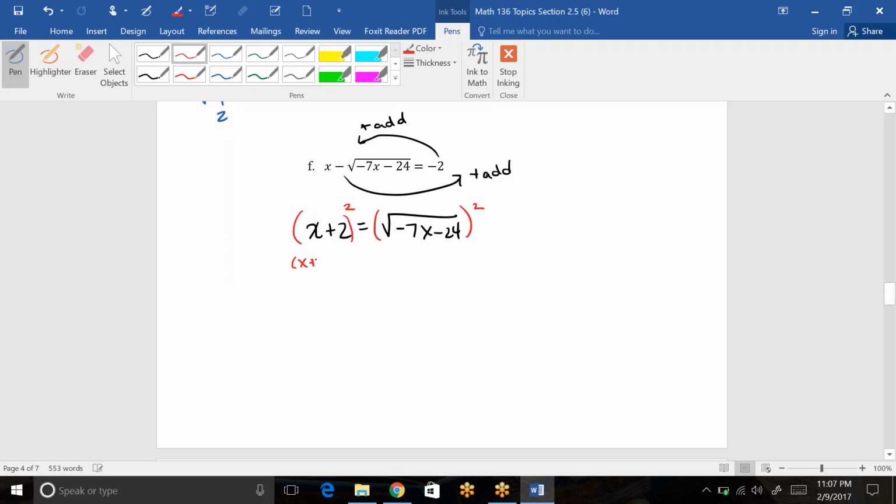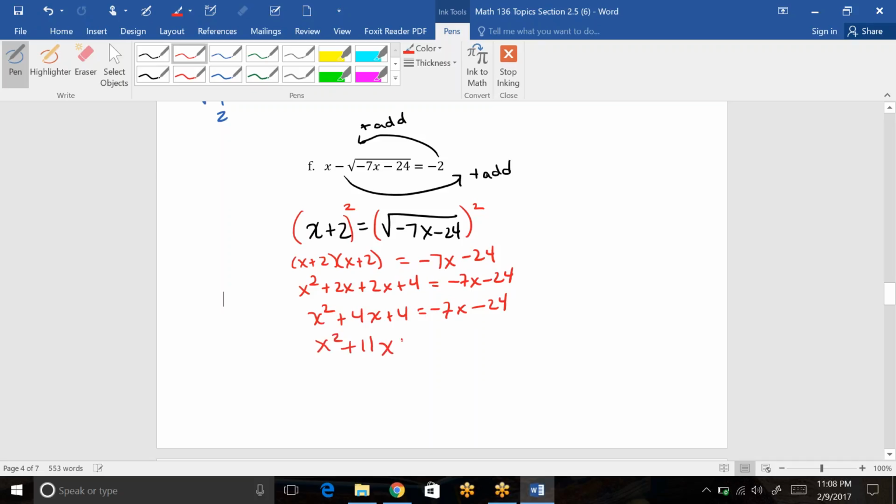This needs to be FOILed, so we're going to do x plus 2 times x plus 2. This will just cancel the radicals, so that'd be negative 7x minus 24. FOIL this out, 2x plus 2x plus 4. Combine like terms on the left. And then we're going to move everything over to be with the x squared term. So I'll add 7, which makes this 11. And I'll add 24, which makes this 28. And then that factors into x plus 7 and x plus 4. So I get negative 7 as a possibility and negative 4.